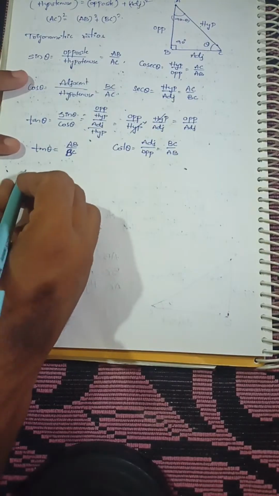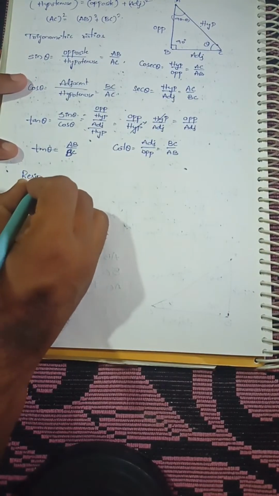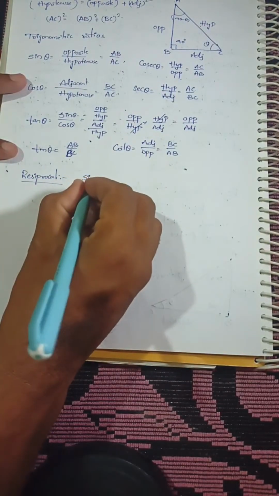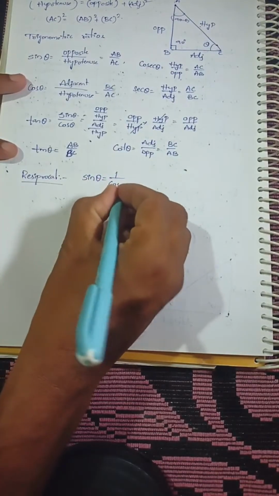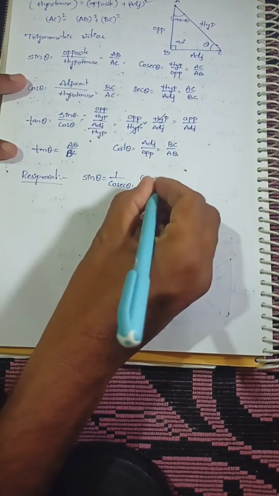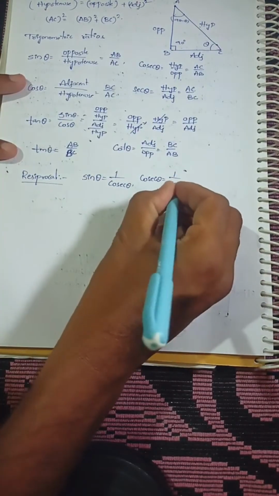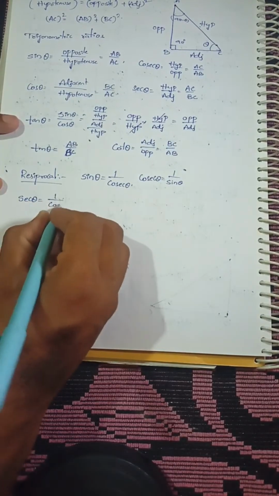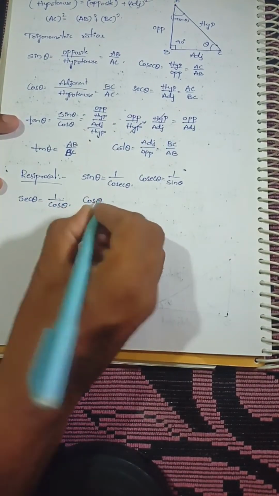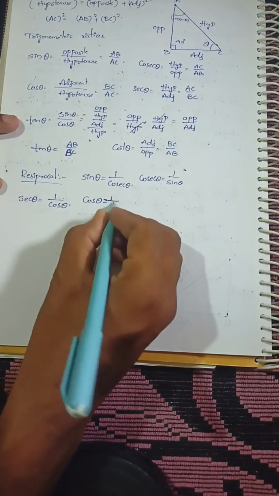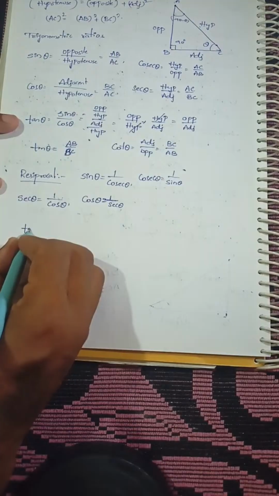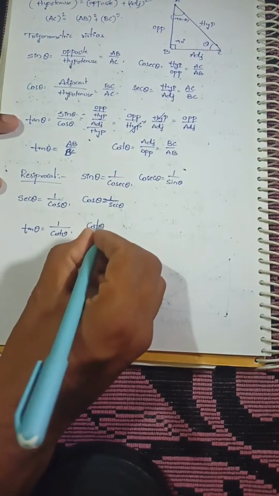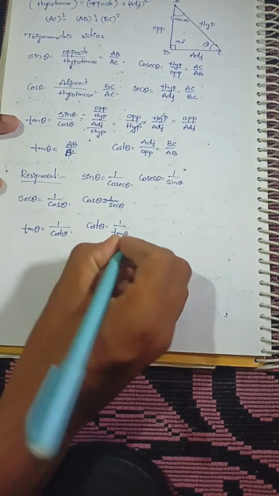Now here only I am going to write the reciprocals. Now here only I am going to write the reciprocal of sin theta. Reciprocal is 1 by cosec theta. Cosec theta reciprocal is 1 by sin theta. Second one is secant theta reciprocal is 1 by cos theta. Cos theta reciprocal is 1 by secant theta. Tan theta reciprocal is 1 by cot theta. Cot theta reciprocal is 1 by tan theta.